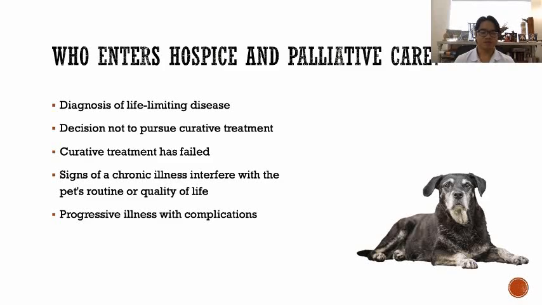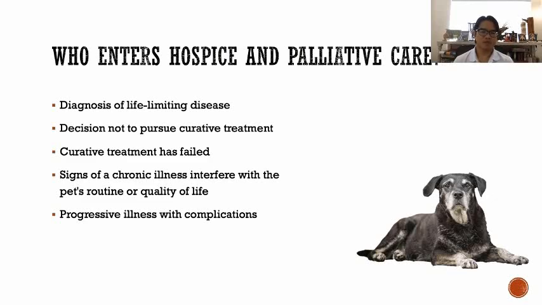Or curative treatment has failed. Signs of chronic illness interfere with the pet's routine or quality of life. This commonly is arthritis or IVDD, and those are the cases that we see the most coming for rehab, just to make sure that they have a good quality of life and are able to function better.